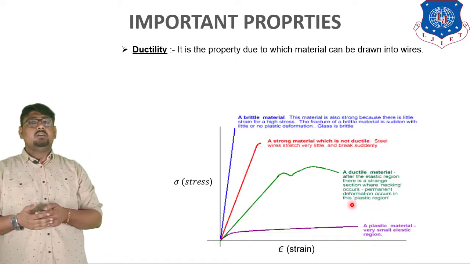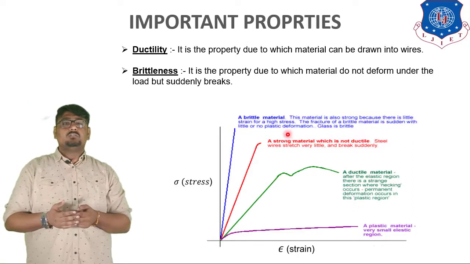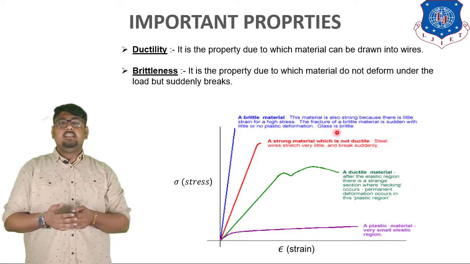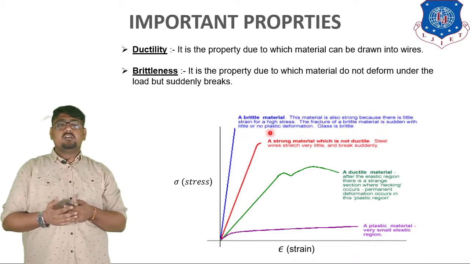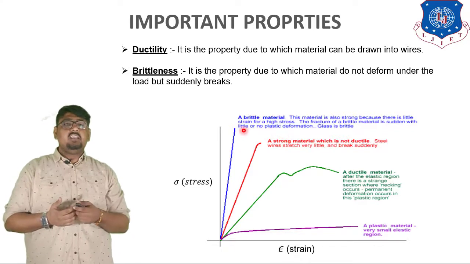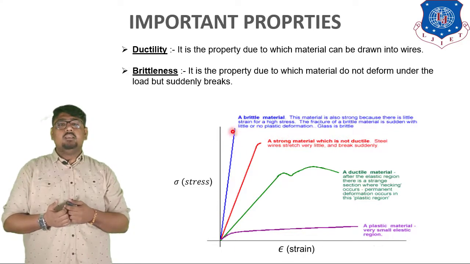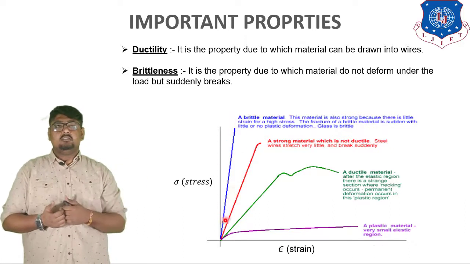So now next is the brittleness. It is the opposite of ductility. A brittle structure fractures without any appreciable amount of permanent deformation. The stress-strain curve for a brittle material hardly shows any yield point and normally coincides with the breaking point. You can see in the figure.